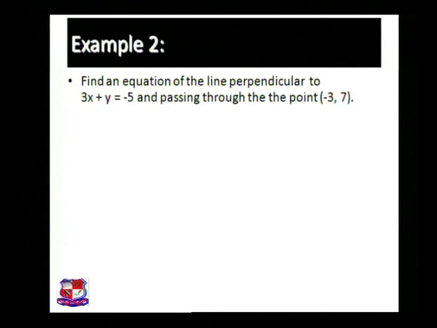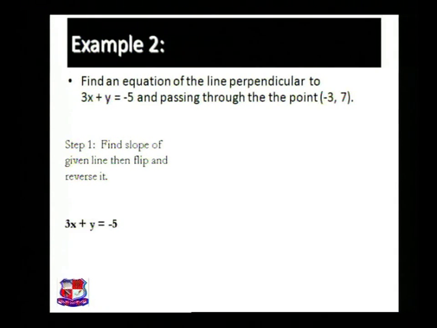Let us look at one more example related to this topic. Let us look at this second example: find the equation of the line which is perpendicular to the line 3x plus y equals -5 and which is passing through the point (-3, 7). In the same way as the previous example, in the first step we will find the slope of the given line. The given line is 3x plus y equals -5.